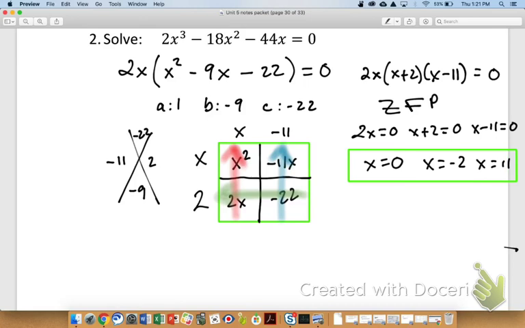Yes, ma'am. So wherever there's an x, you just use the zero factor property. Like 2x. Any factor that has an x in it, you set it equal to 0 and solve it. Okay. Yep. Exactly right.